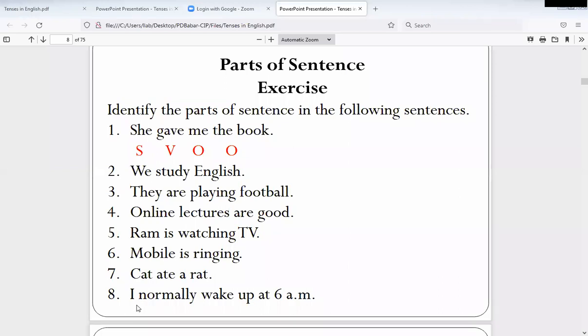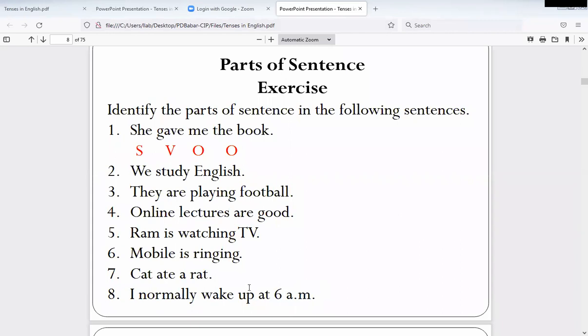And the 8th example is I normally wake up at 6 a.m. So I is the subject in this sentence. Normally is called the adverb of the sentence. Okay. Wake up is the verb of the sentence, and at 6 a.m. is called an adverb phrase, or it is called the complement of the sentence.